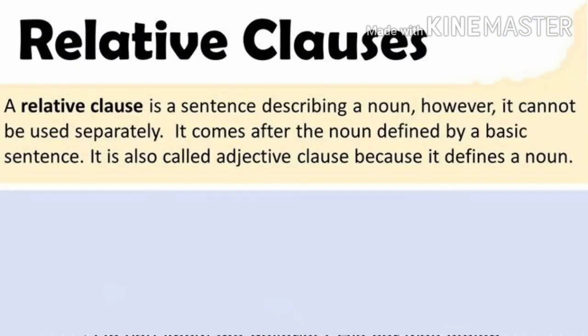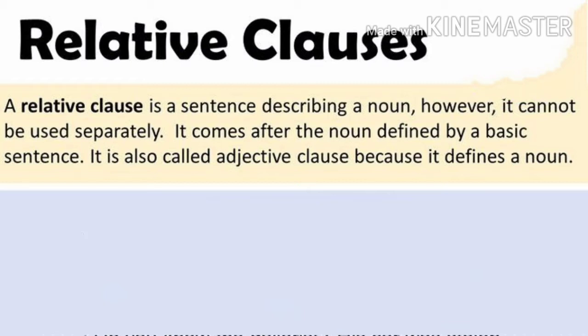Let's see them. A relative clause is a sentence describing a noun. However, it cannot be used separately. It comes after the noun defined by a basic sentence. It is also called adjective clause because it defines a noun.